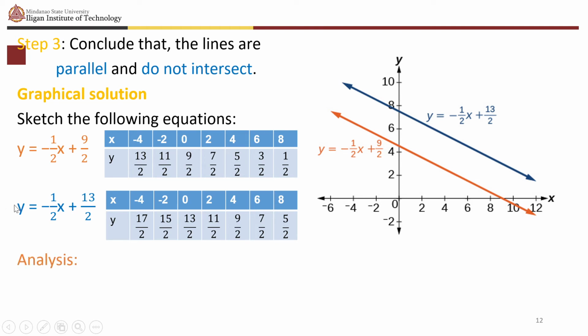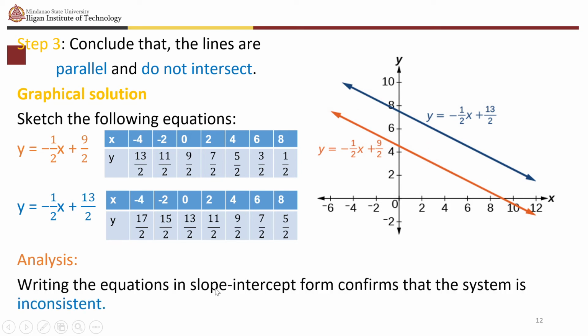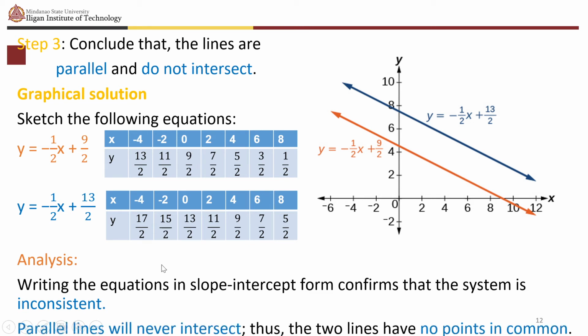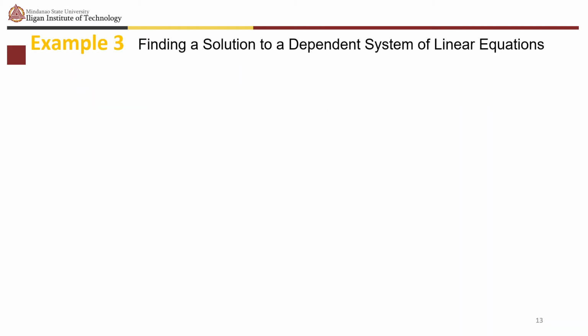And down the line, you can also sketch this similarly by taking some values of x and solving for y and come up with this line. Okay. So what is the analysis now? Writing the equations in slope-intercept form actually confirms that the system is inconsistent, meaning to say there is no solution because there are two parallel lines and they do not intersect. Parallel lines will never intersect. Thus, the two lines have no points in common.